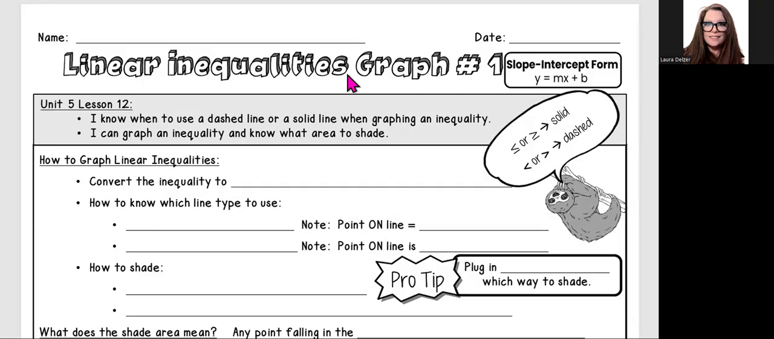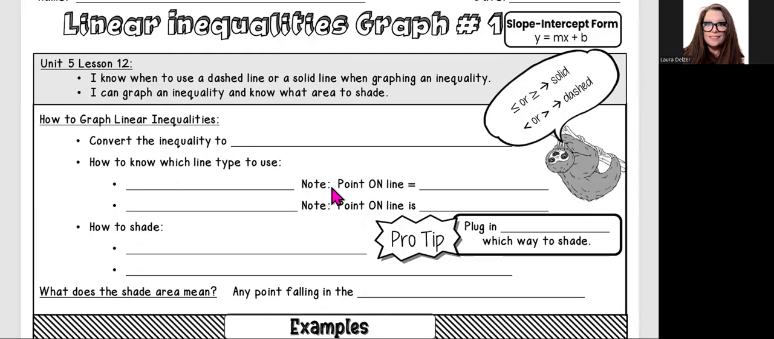This is for Unit 5, Lesson 2, and it is about graphing linear inequalities. And so how you know you are successful is, the first thing is you know when to use a dashed line or a solid line when graphing an inequality. And I can graph an inequality and I know what area to shade. Alrighty, so let's go ahead and get started with this.